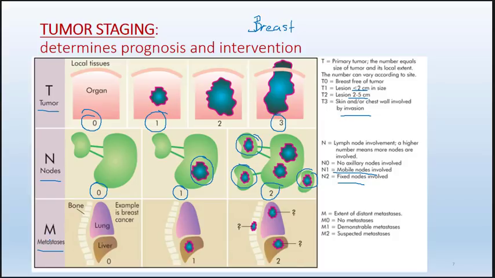With metastases, talking about the extent of metastases, common locations of spread being bone, lung, and liver when we're talking about breast cancer. With M0, no metastases has occurred, but with M1, this demonstrates that metastases has happened, so in this case, the liver. But with M2, there's suspected metastases, so something's going on in various different locations throughout the body.